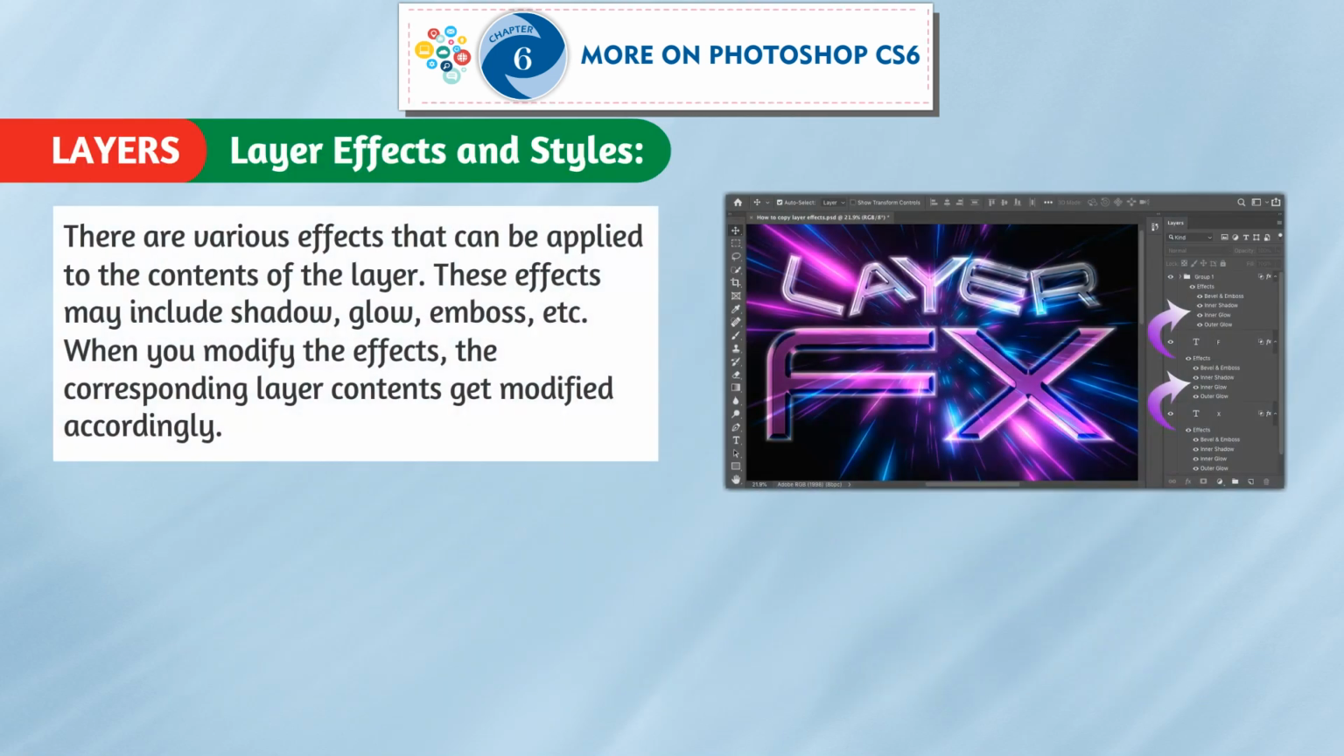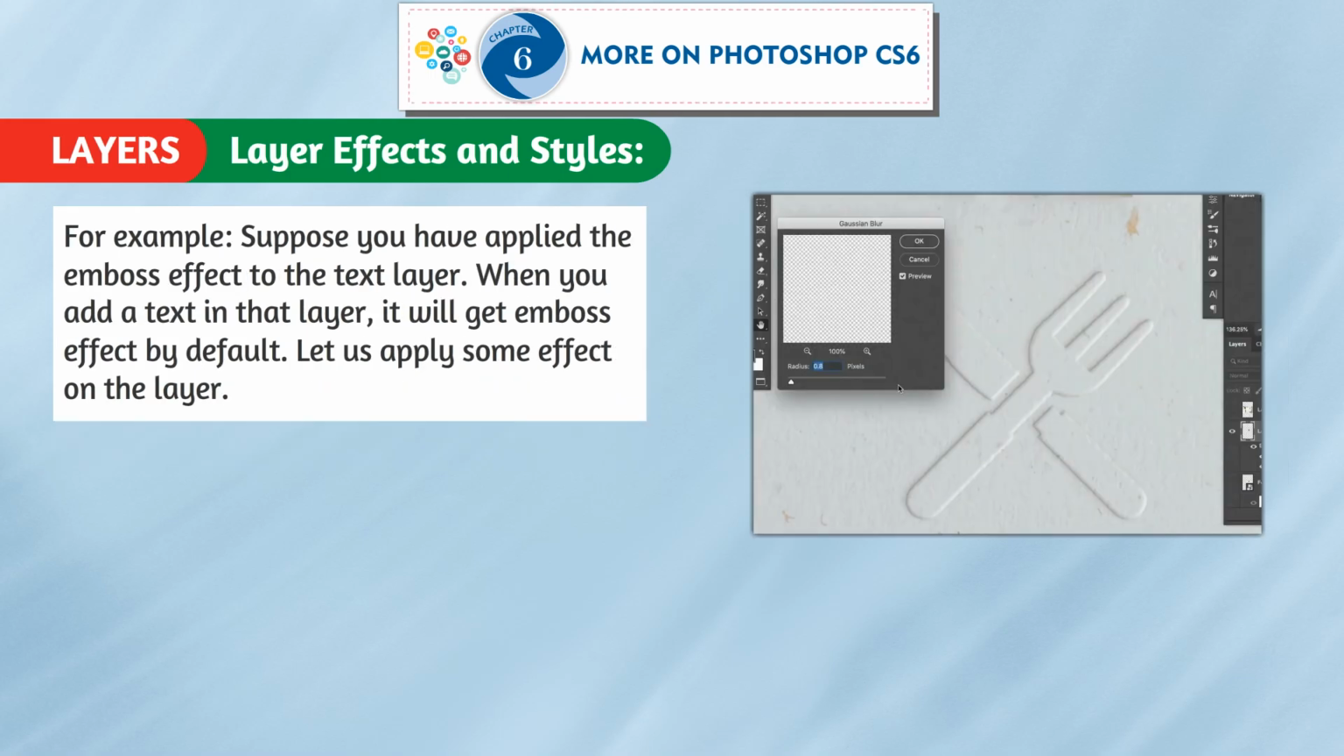Layer effects and styles. There are various effects that can be applied to the contents of the layer. These effects may include shadow, glow, emboss, etc. When you modify the effects, the corresponding layer contents get modified accordingly. For example, suppose you have applied the emboss effect to the text layer. When you add a text in that layer, it will get emboss effect by default.